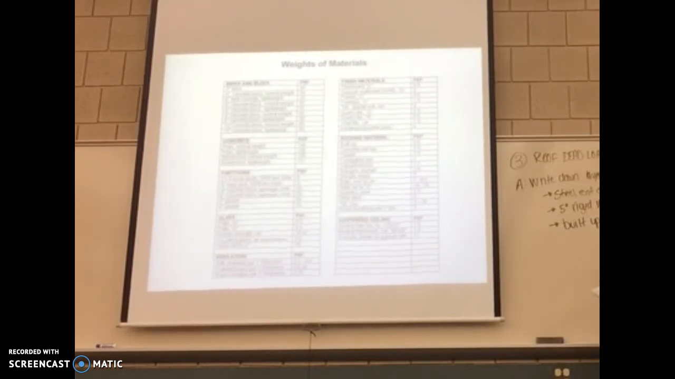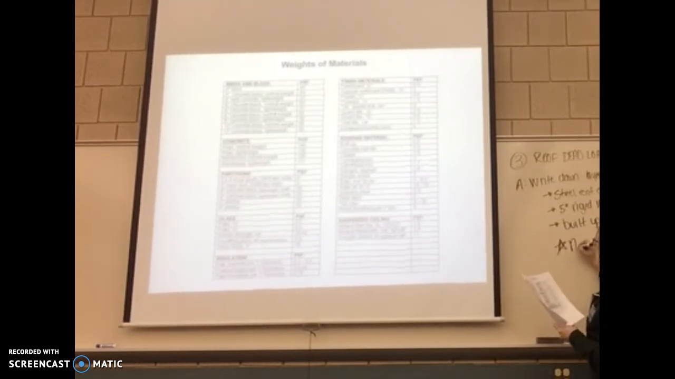So I'm going to put a note actually off to the side. Note, loads found in weight of material table. Okay, so all of these loads that we find are in our weight of materials table. Okay, so I have my steel deck.